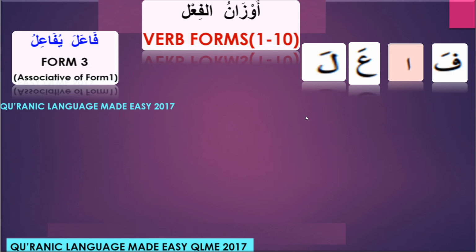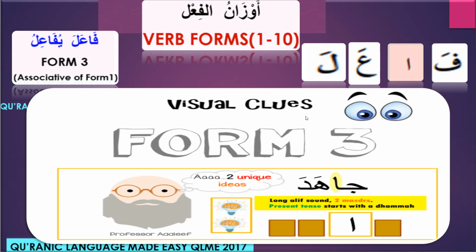So if I say amala, which means to work, but if I say amala with a long alif, it means to treat or deal with. So this is the relation of the action to another person. Here it's two parties competing with each other. The visual clues for form 3 are jahada, right? The long alif sound. This family has two masdars, okay? And the mudari starts with a dhamma.